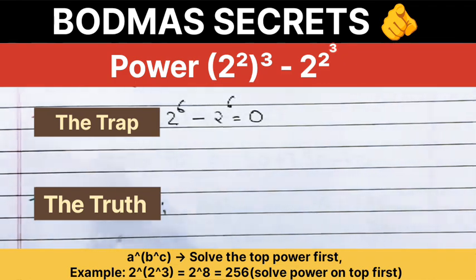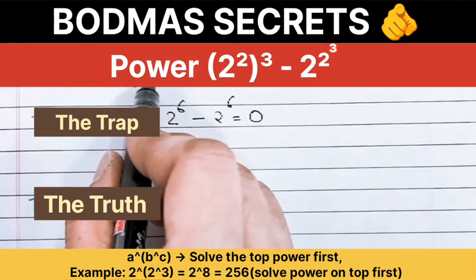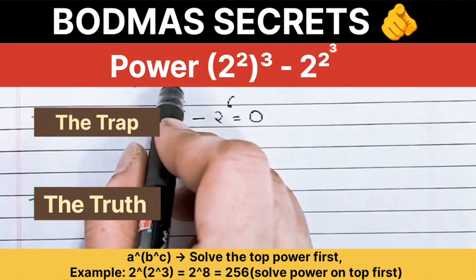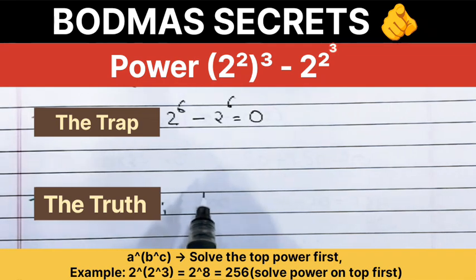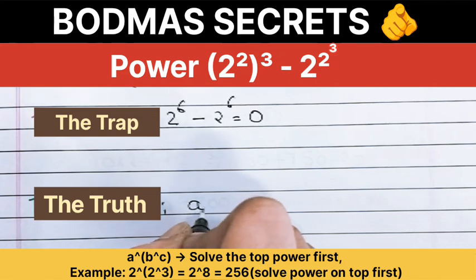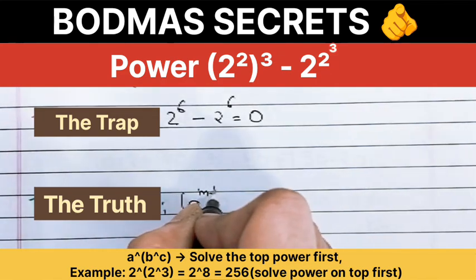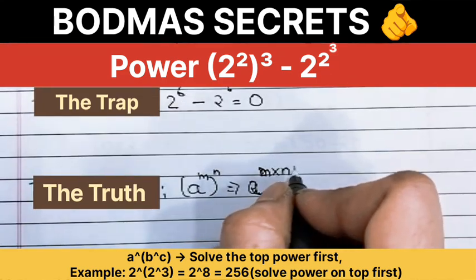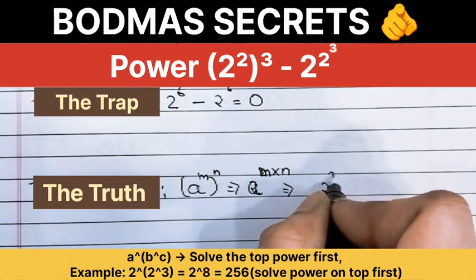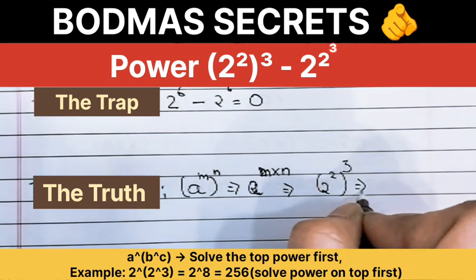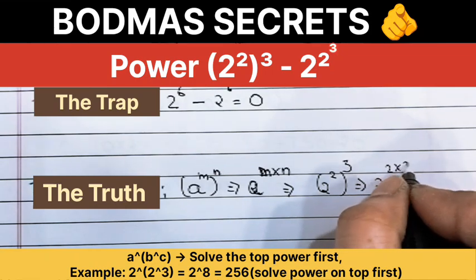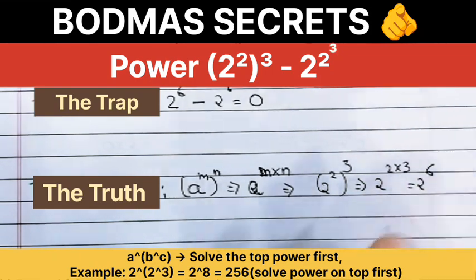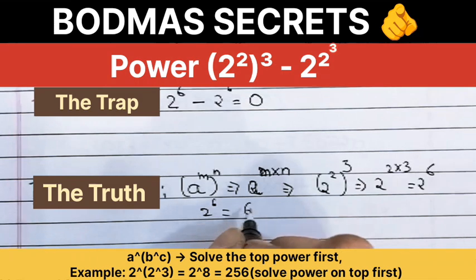So now, to find the correct answer, we'll break the expression into two distinct parts based on the exponent law. Evaluate the first term: (2 power 2) in brackets, then power 3. When a power is raised to another power using parentheses, you use the power of a power rule. The power rule says (a power m) power n is a power m times n. So we calculate 2 multiplied by 3, which equals 2 power 6. Now 2 power 6 equals 64.